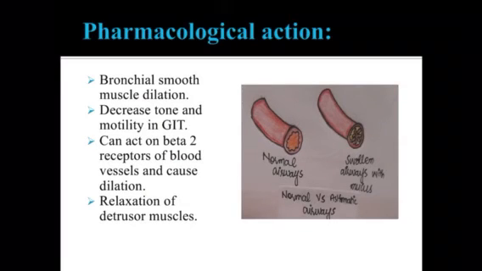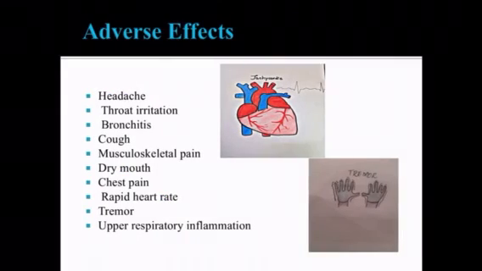Pharmacological actions of salbutamol. Salbutamol causes bronchial smooth muscle dilation. It decreases the tone and motility in the GIT. It also acts on beta-2 receptors of blood vessels and causes dilation. It also relaxes the detrusor muscles. Adverse effects of salbutamol: headache, throat irritation, bronchitis, cough, musculoskeletal pain, dry mouth, chest pain, rapid heart rate, tremor, and upper respiratory inflammation also.